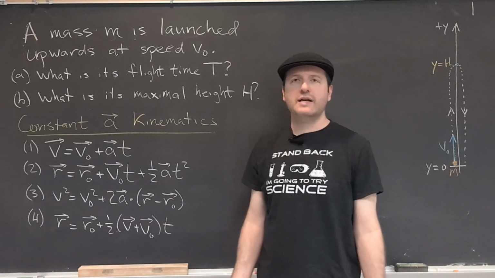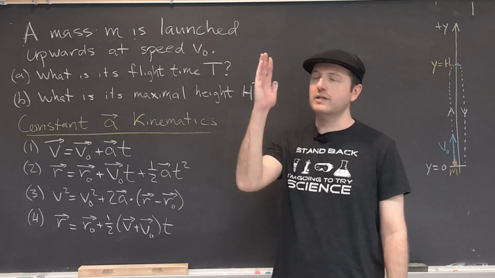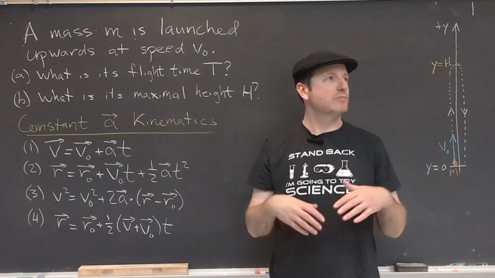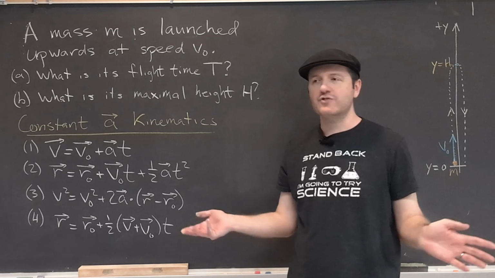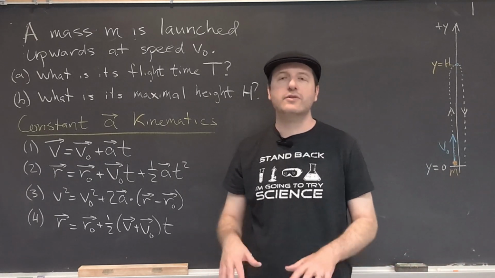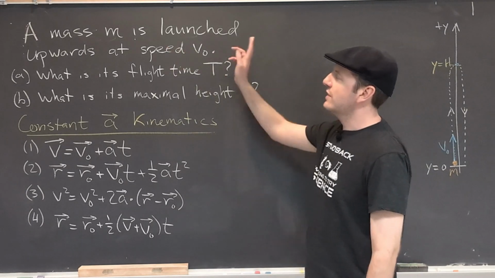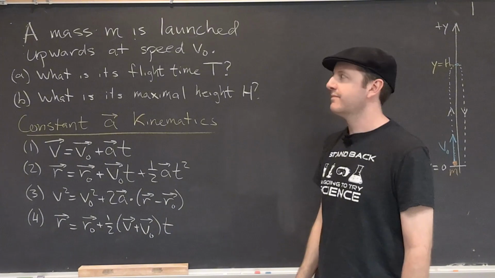Let's start with the simplest example of projectile motion, which is one-dimensional projectile motion vertically upwards: no drag, no Coriolis forces, no variations in g, no air resistance, no other forces acting at all near the surface of the Earth. So let's imagine we have a mass m, which is launched upwards at a speed v naught.